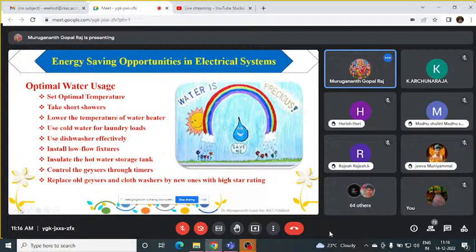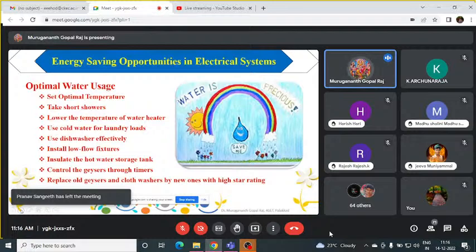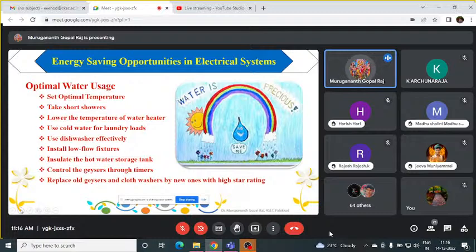Another method to effectively conserve electricity in water usage is using cold water for laundry loads. People have a mindset that if I wash my clothes with hot water, the dust in the clothes gets easily worn out. But that is not the case. You can use cold water also for laundry loads. Using hot water will consume more electrical energy. Then use the dishwasher effectively. As I said earlier, shift the dishwasher time from one period to another period. In that way we can use a dishwasher effectively.